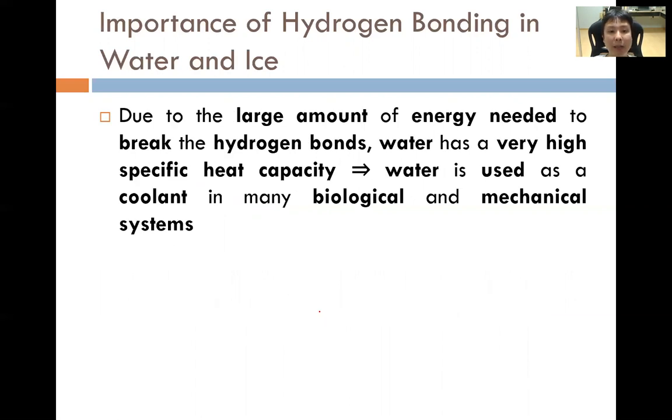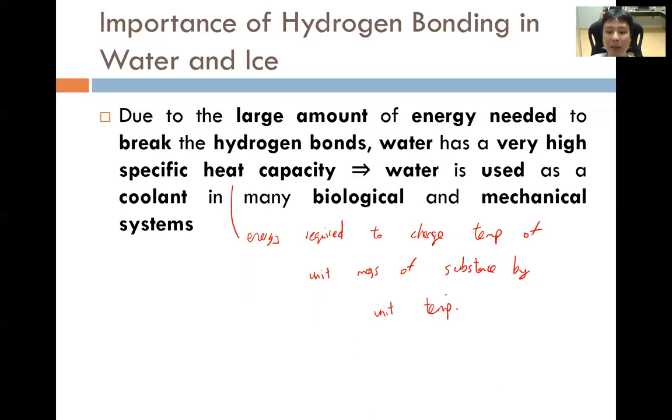Because the hydrogen bonds are strong, a lot of energy is required to break them. So water has a very high specific heat capacity. This term is probably not familiar to students who don't take physics, but heat capacity is basically the amount of energy required to change the temperature of a unit mass of substance by a unit temperature.